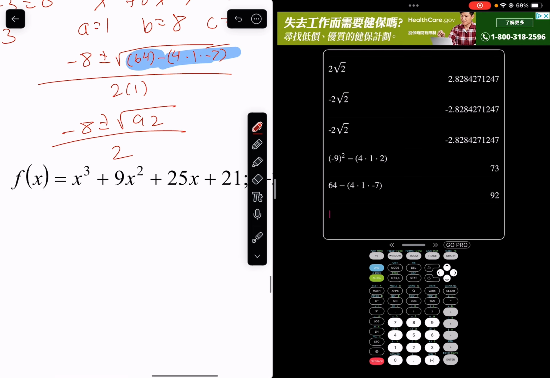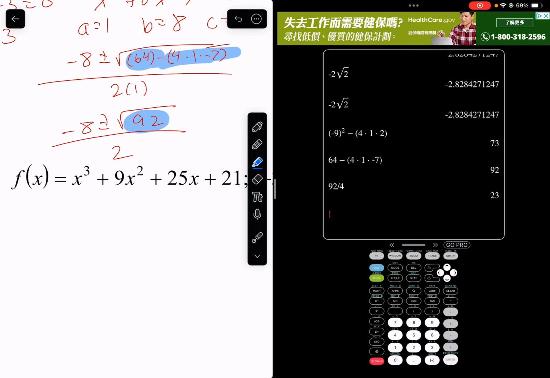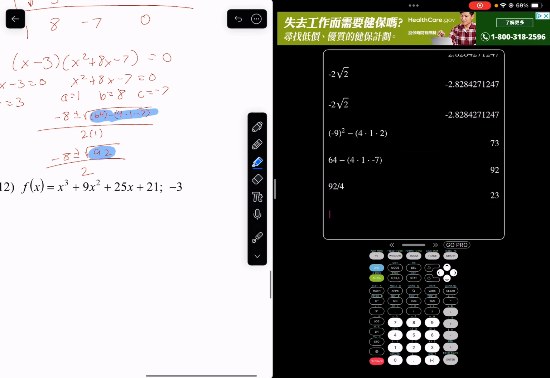Now at this point, you got to check to see if any perfect squares go into 92. I believe 4 is the biggest one. Yep. So you're going to break that root 92 down into 4 times 23, which gives you 2 root 23. So instead of root 92, we're going to put 2 root 23. So we've got negative 8 plus or minus 2 root 23 all over 2.